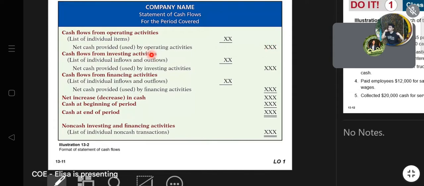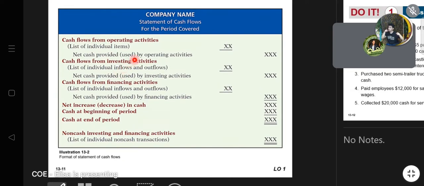And then, cash flows from investing activities, a list of individual inflows and outflows, and the net cash provided or used by investing activities. Take note of the net cash provided. So that's positive. But if the result is negative, that means it was used. Inflow is positive, an addition to cash of the company. But outflow is a reduction from the cash balances. So provided, that's your cash inflow, and use, that's your cash outflow.